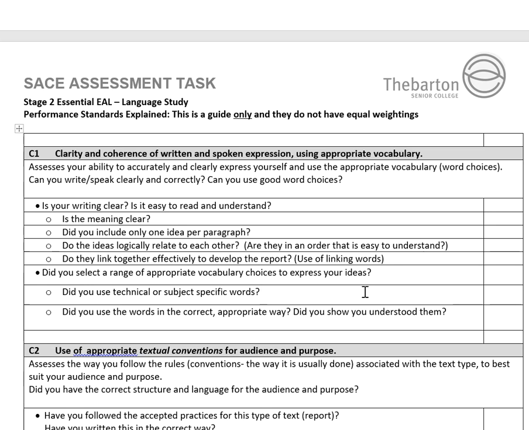So it's one thing to throw in a technical word, it's another thing to use it properly and make sure that it's actually correct and makes sense. Did you show you understood the words that you were using?